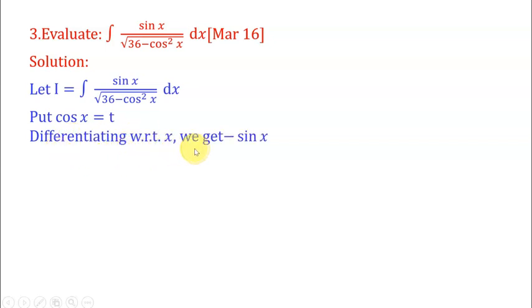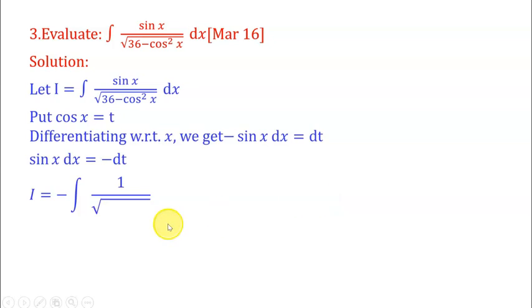Differentiating with respect to x, you will get the derivative of cos x is minus sin x dx, and the derivative of t is dt. We have the value of sin x dx equals minus dt. And therefore the integral becomes I equals minus integral of 1 upon root of 6 square minus t square dt.